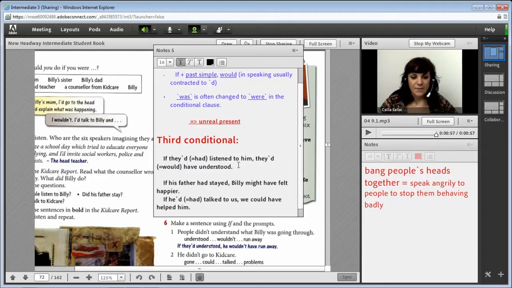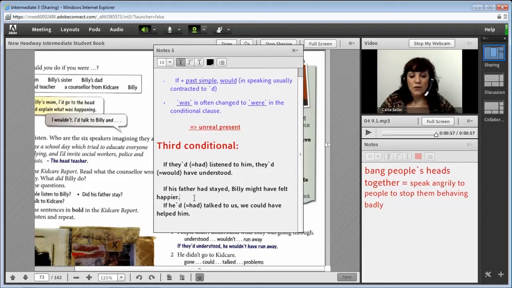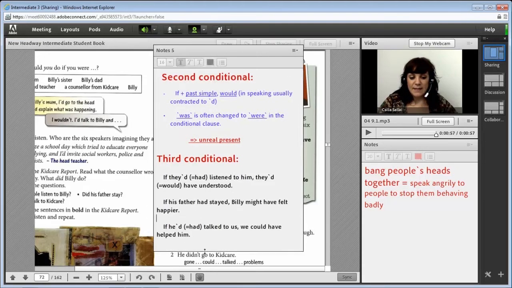Right. So if they'd listened to him, they'd have understood. If his father had stayed, Billy might have felt happier. And if he'd talked to us, we could have helped him. These 3 sentences that you can see in bold in the text. Let's have a closer look at all these sentences.